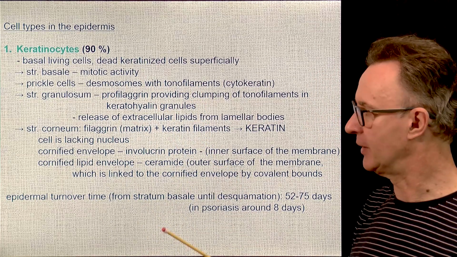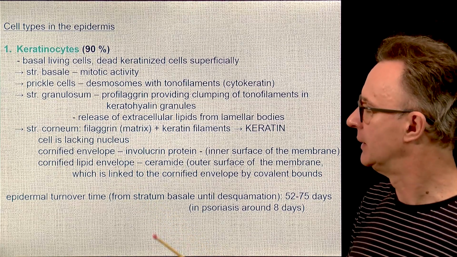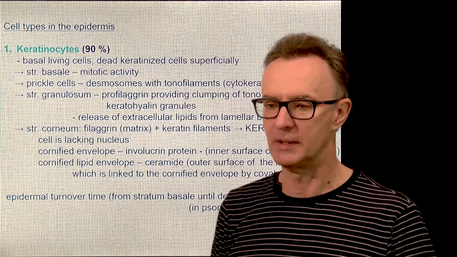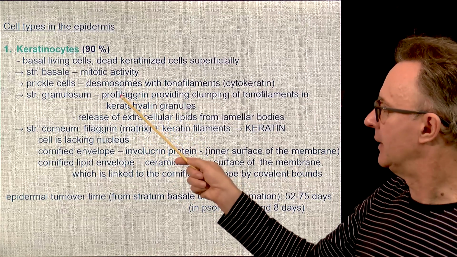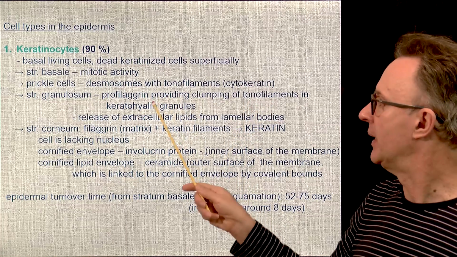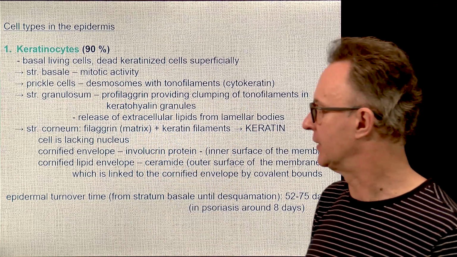So this way the anchorage is transmitted to the cytoplasm of the cell. Then we have the stratum granulosum with basophilic granules containing keratohyalin. It has two major components. One is the tonofilament and the clumping of the tonofilaments provided by the profilaggrin.